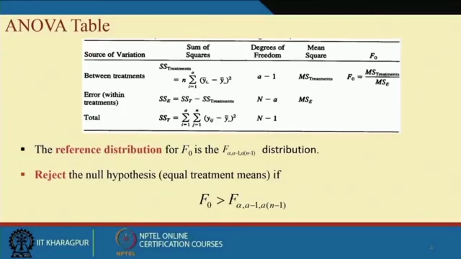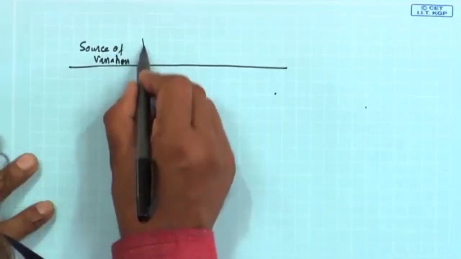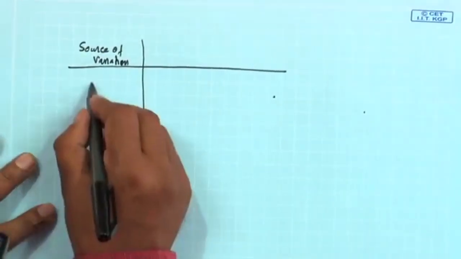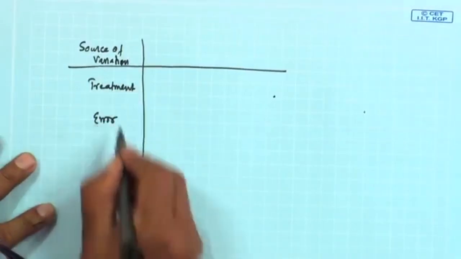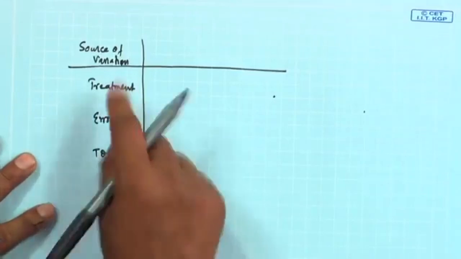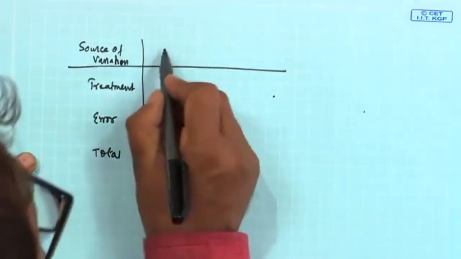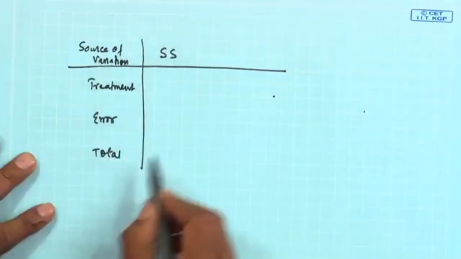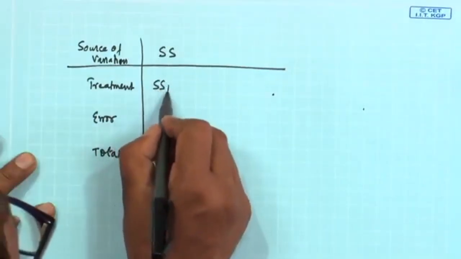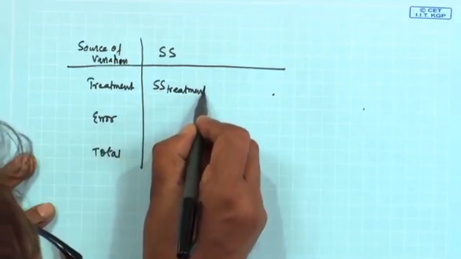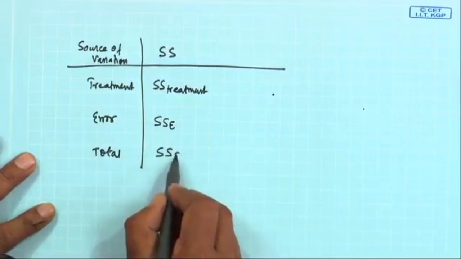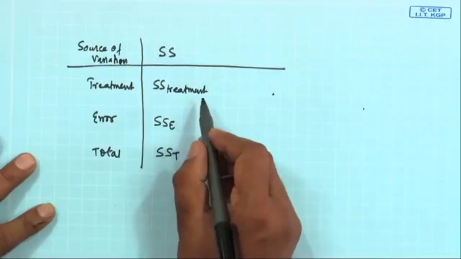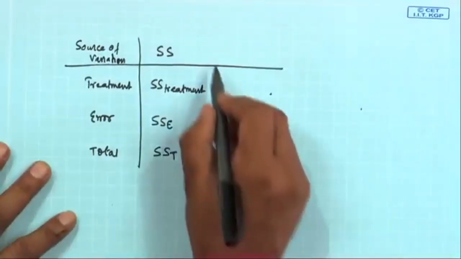source of variation. In this example, how many sources? One is treatment, another one is error, and then the total. Total is nothing but treatment plus error. Then suppose I want to know their sum of squares: sum of squares treatment, then sum of squares error, then sum of squares total. And you know how to compute the sum of squares treatment, the formula is already given to you.